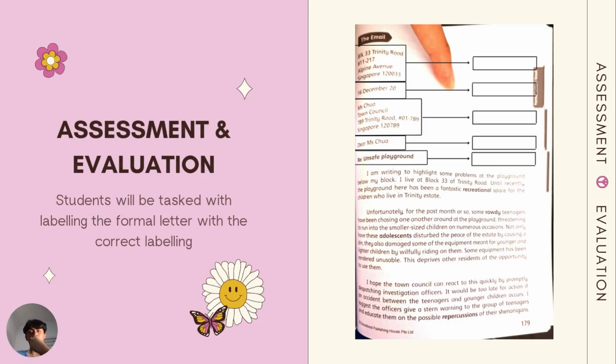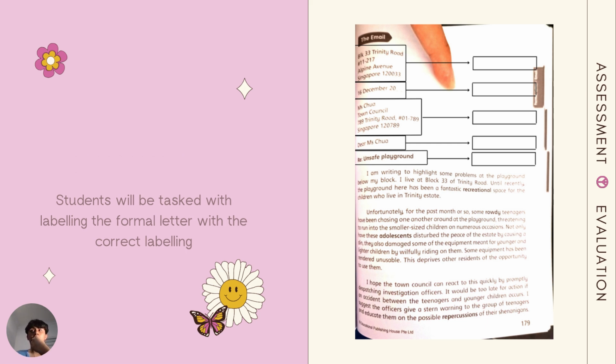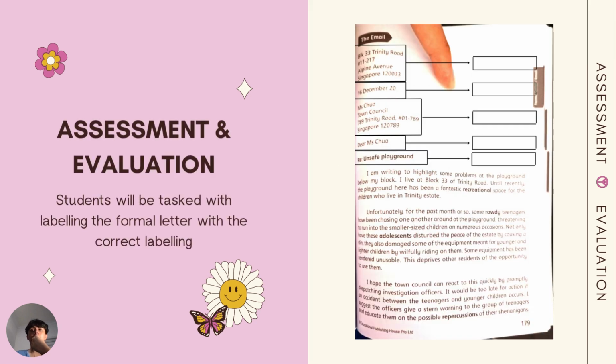On to the assessment and evaluation part of this presentation, where the students will be tasked with the labeling of the formuletta with the correct labeling. This will test the students' lower level thinking skills of understanding, and their higher level thinking skills of applying, based on the Bloom's taxonomy scale.